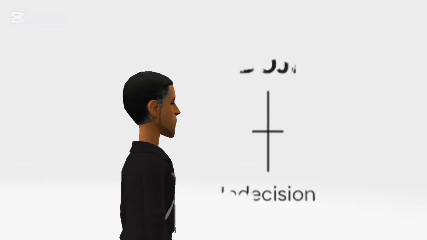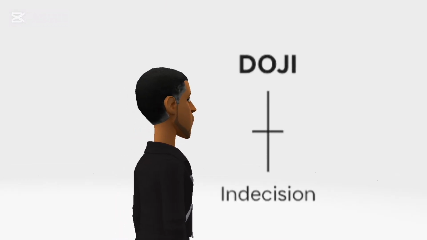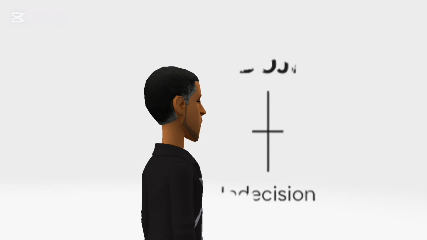Doji. This is a doji. It looks like a cross and means the market is undecided. Watch out, it might reverse.